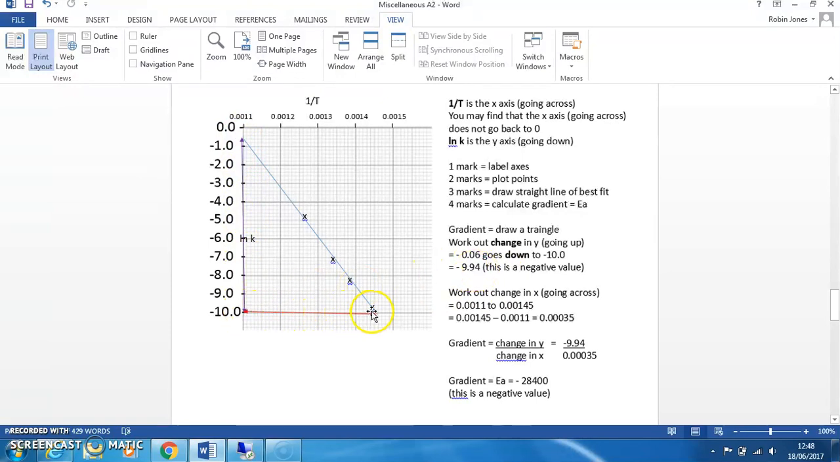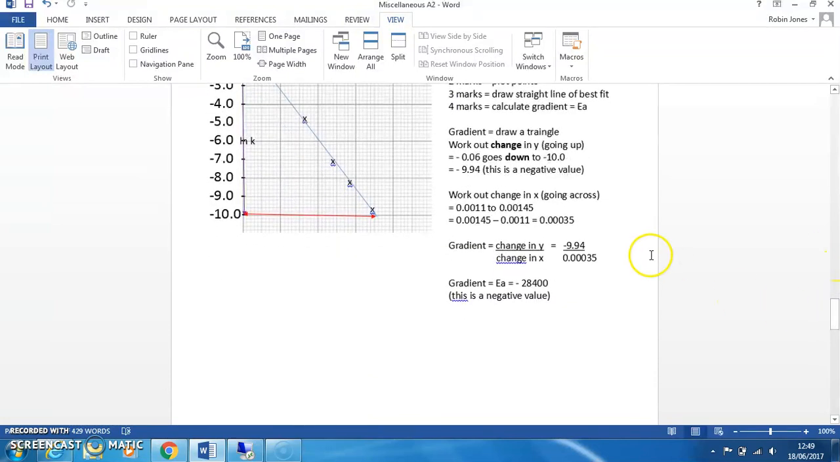And then I'm going across, and I've worked out it's gone from minus 0.0011 up to about minus 0.00145, taking the two away, and it comes out as 0.00035. And that's a positive value because it's going up. So this one's coming down on the y-axis, going across on the x-axis. So this is a minus number, this is a plus number.